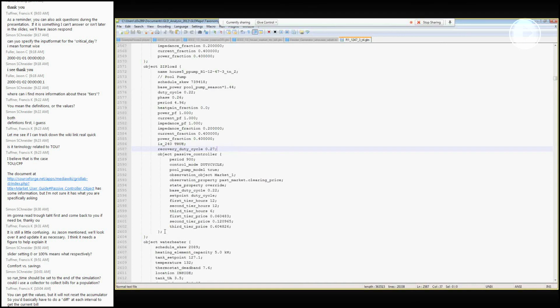And then we built this passive controller that, again, looks at all the different pieces and then will determine how long that recovery period needs to be to actually recover the amount of lost run time. And there's the control mode that I couldn't remember. It's just called duty cycle. This could also be control mode off, where effectively you would set it up exactly the same, and when market price reached the third tier price, it would just turn that device off.